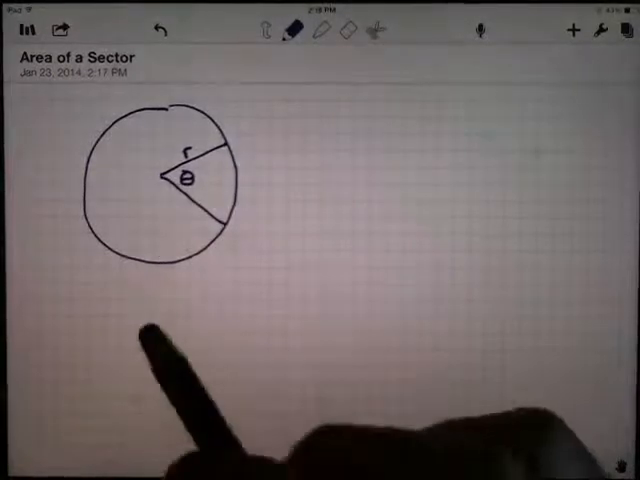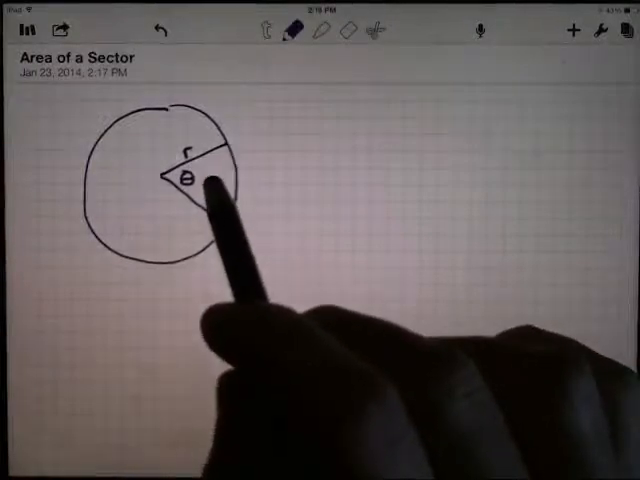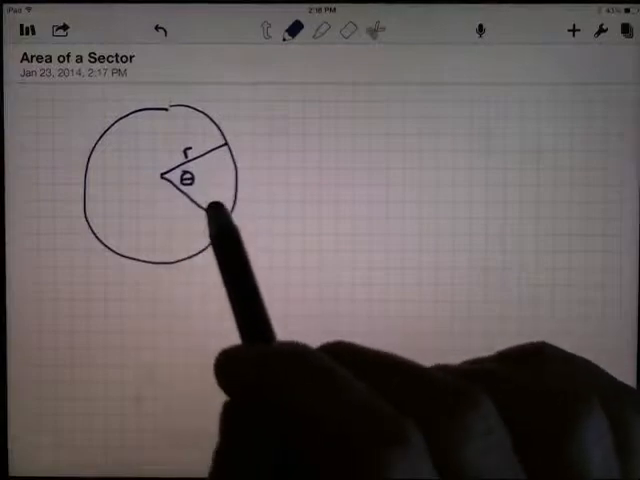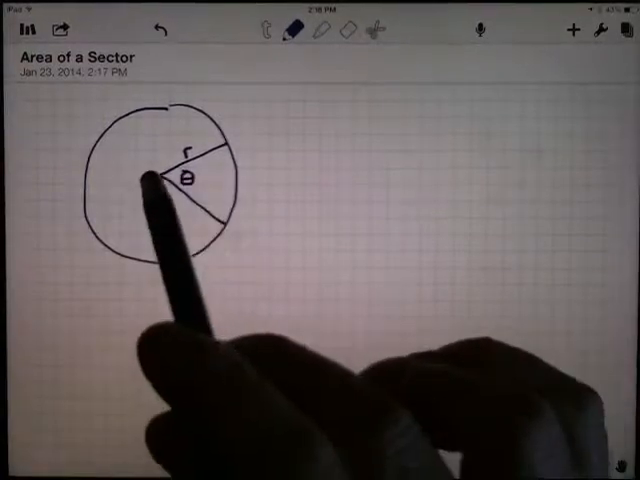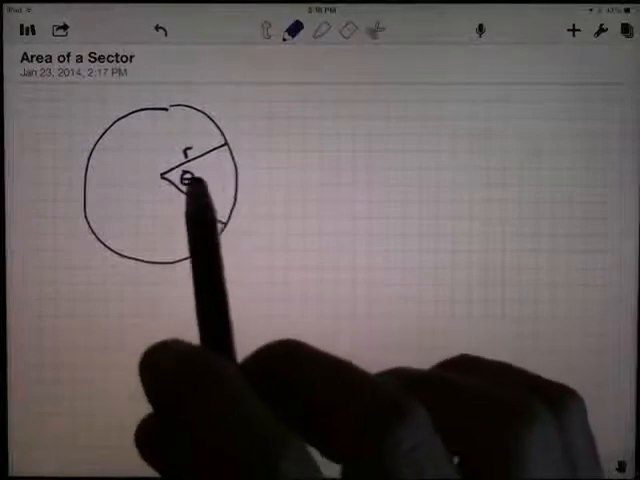So here we go. A sector of a circle is a piece of pizza. It's a pizza pie or a piece of pizza pie. It's a wedge from the game Trivial Pursuit. Lots of different ways you can think of this sector.